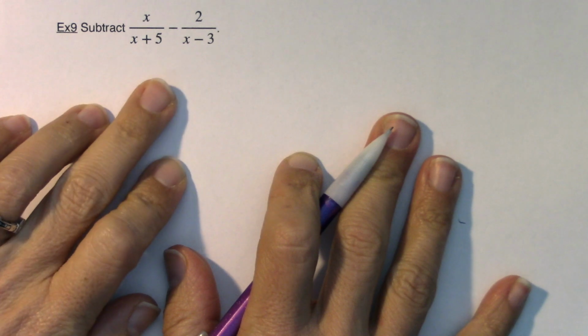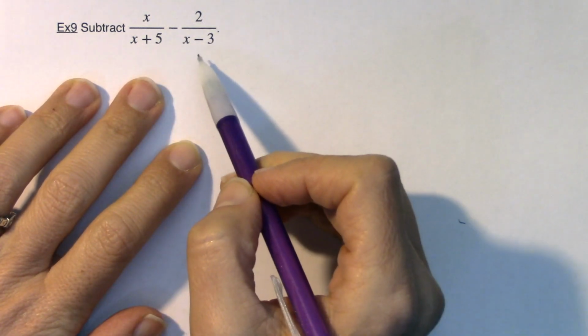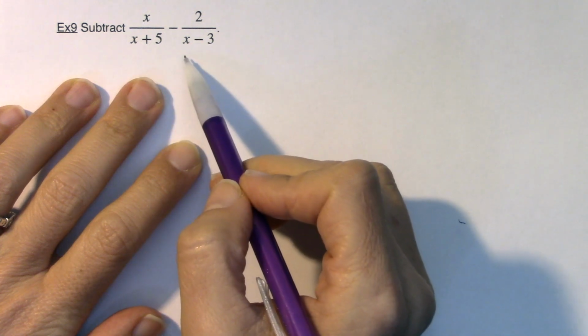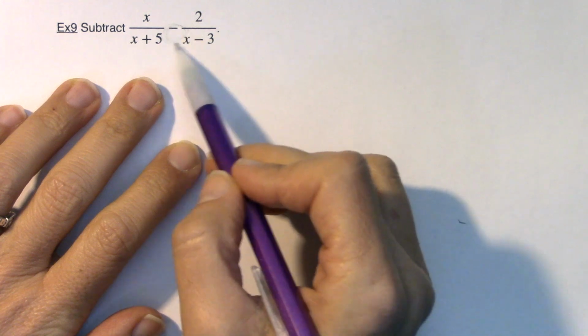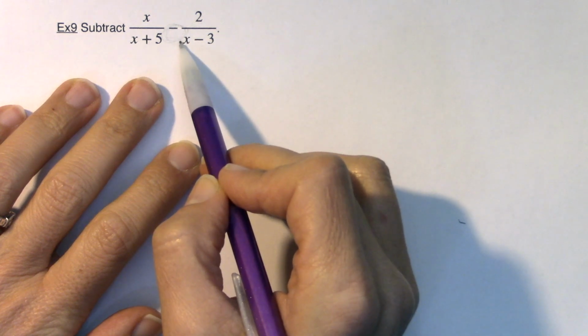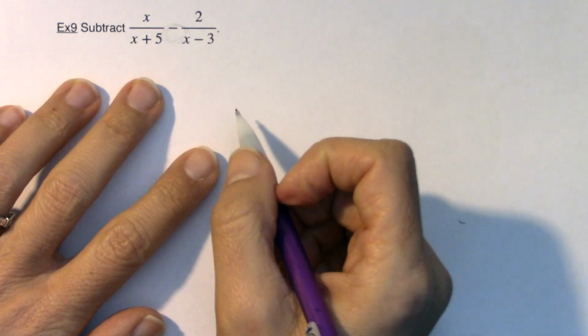Hey folks, let's take a look at example 9. Now, we've got two fractions, they've got different denominators, so we'll go find an LCD in a moment so we can get common denominators. But I want our spidey senses to go off. That subtraction symbol, we've got to be careful when we subtract, especially after we get our least common denominators.